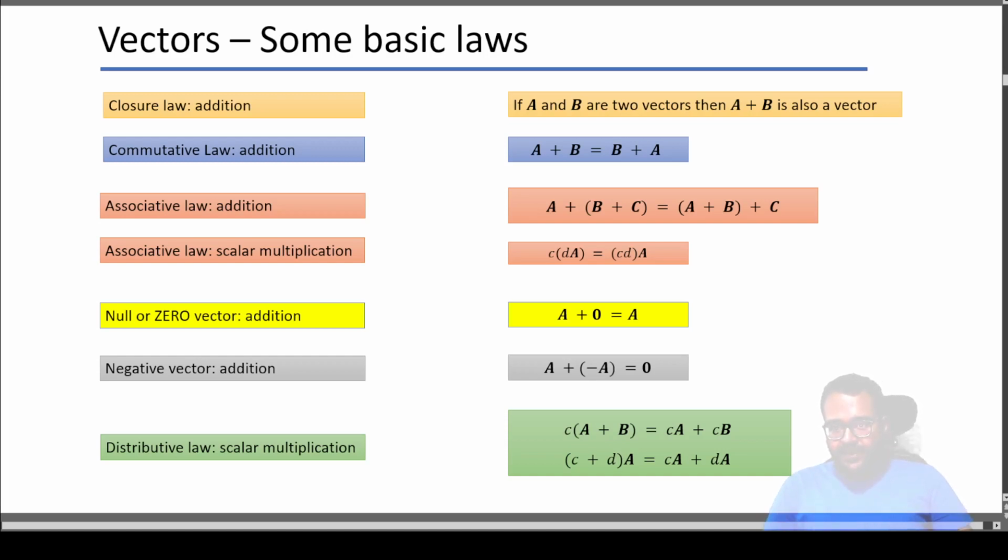If you multiply D, a scalar, with A, and then multiply C with it, that's the same as if you multiply C and D first, then multiply A with it. So the ordering of scalar multiplication is not important, just as with the addition of vectors, the order of additions is not important. These are called associative laws.